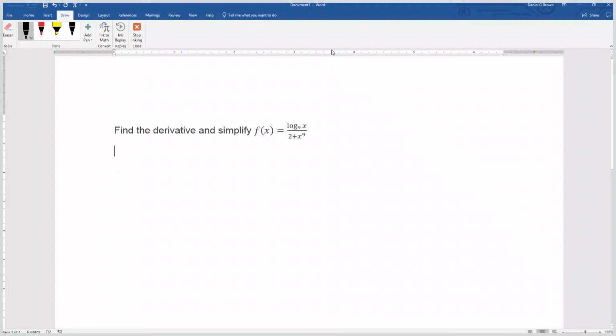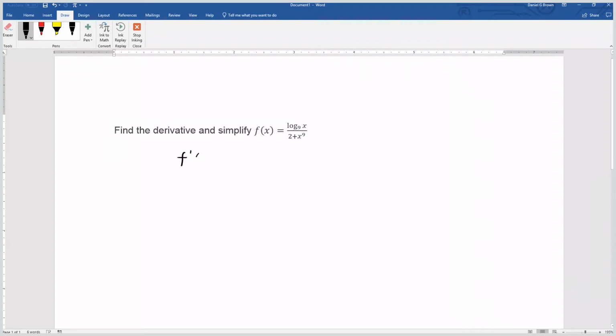This is a straightforward problem, except for a little bit of MATLAB challenges. So this is: find the derivative of the following function and simplify. And so the key on the MATLAB side is the simplify part. So the derivative is an application of the quotient rule.